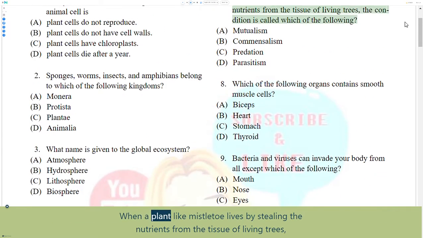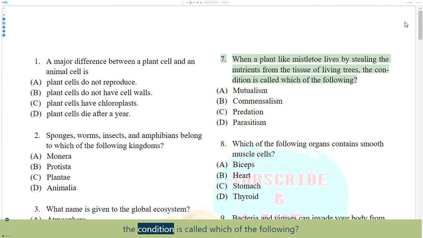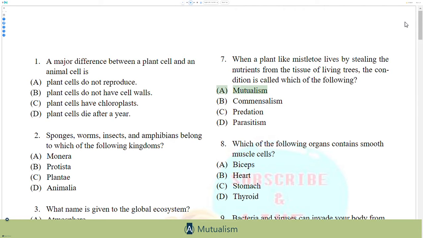7. When a plant like mistletoe lives by stealing the nutrients from the tissue of living trees, the condition is called which of the following? A. Mutualism. B. Commensalism. C. Predation. D. Parasitism.